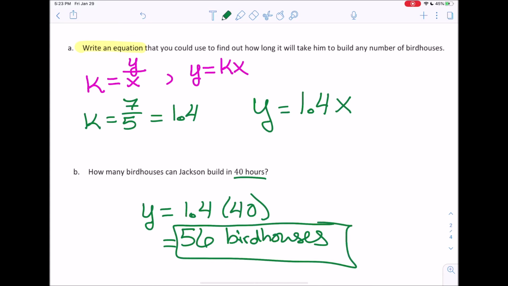And that's why equations are so handy, because once you have your equation, all you have to do is plug in whatever information they give you, and you have an easy way of calculating the answer. Okay, so 40 hours, 56 birdhouses.